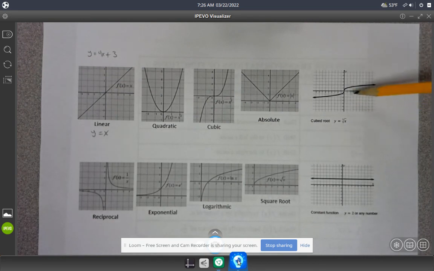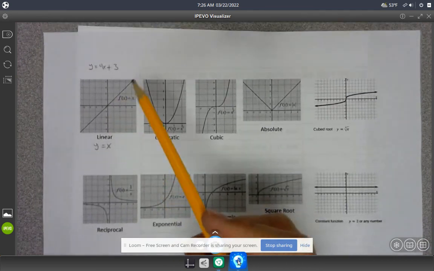Transformations are when you move something up, down, left, or right, or when you reflect something. Like if you take this and flip it across the y-axis, this part would go over here, that part would go over there. That's what a transformation is. We're going to learn the rules for how to do that.